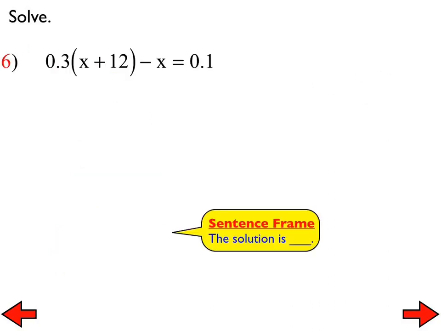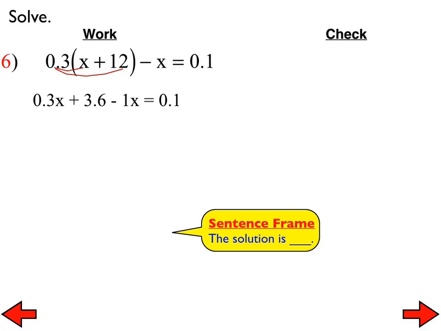Sometimes, like in number 6, we have to use the distributive property and combine like terms. Can I get all of you to just do the distributive property first and then stop? All right, so you use the distributive property. We get 0.3 times x, that's 0.3x. And hopefully nobody made a mistake on the 0.3 times 12, because that's 3.6.